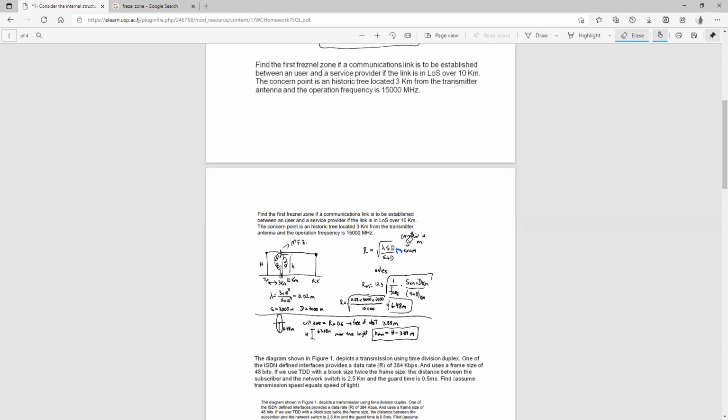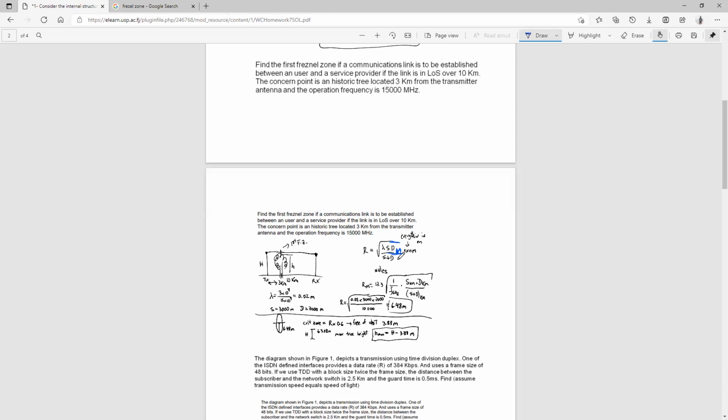Let me read this. So that will be multiplied by n. This whole inner function will be multiplied by n, where n is your nth Fresnel zone. In this particular case, our n value is basically 1. So since n is 1, this whole thing remains as it is. It is just lambda times s times d upon s plus d.